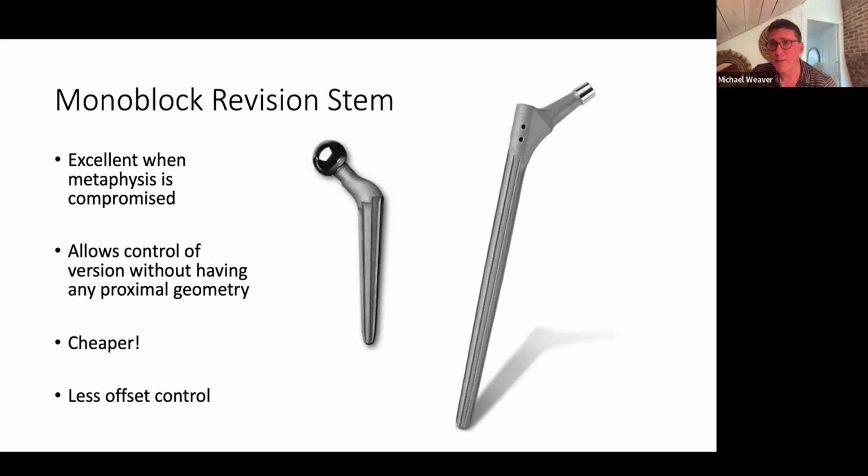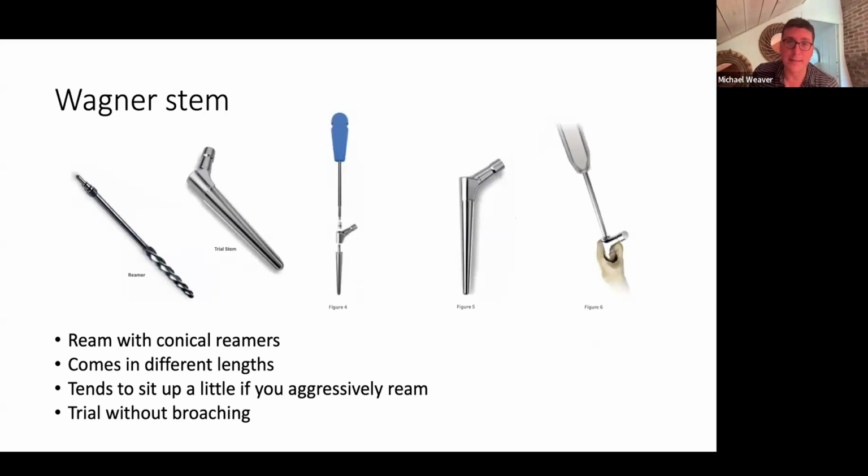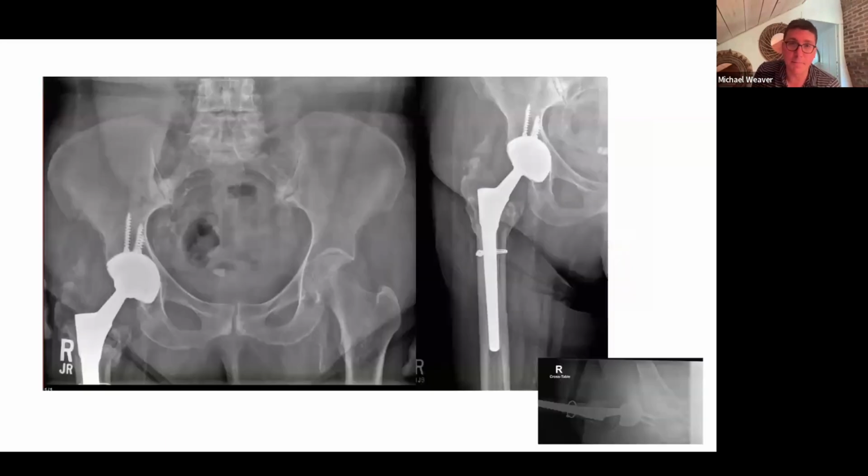I find in these previous fracture cases, you're really worried about the greater trochanter, and this is the least damage that you could do to get a stem in. And so I like the stem for it. It's essentially you just ream it and put it in. It's really nice. So you just ream it with conical reamers, and then you have different trials. It does tend to sit up slightly, but that's something you get used to pretty quickly. And you just trial without broaching. So you just ream and trial and then put your real implant in, and it works out really nicely.